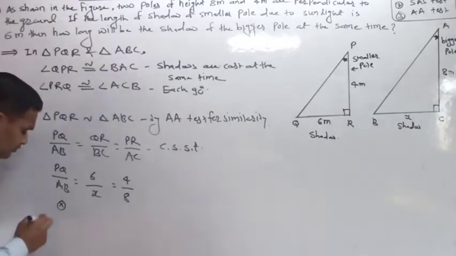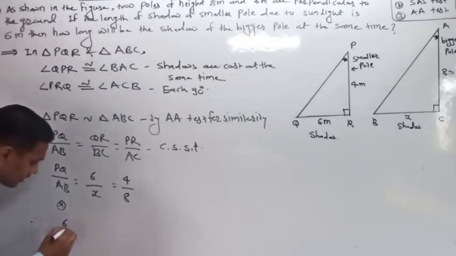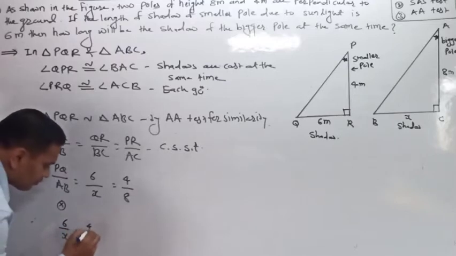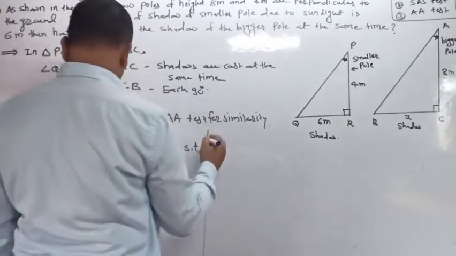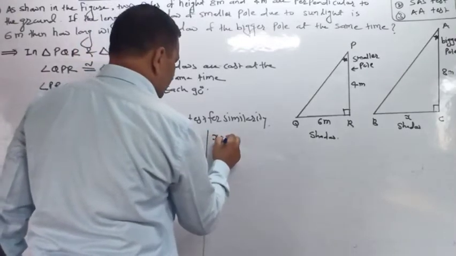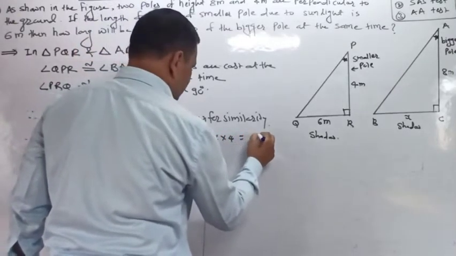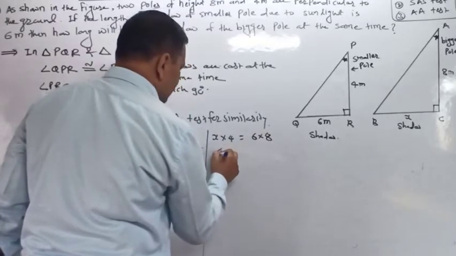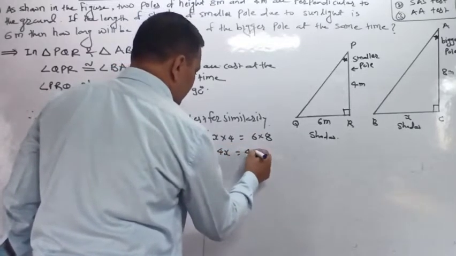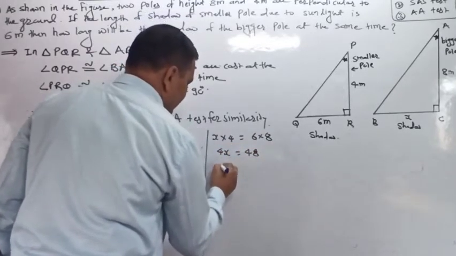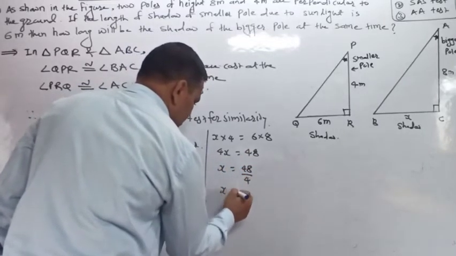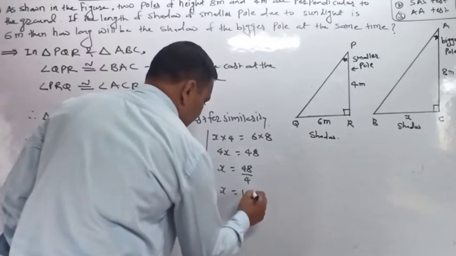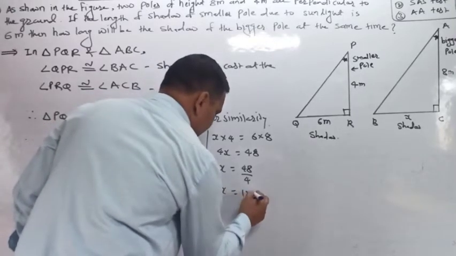By removing this ratio, we get 6 divided by x is equal to 4 by 8. By cross multiplication we get x into 4 equals 6 into 8, that is 4x equals 48. That is x equals 48 divided by 4, that is x equals 12 meters.